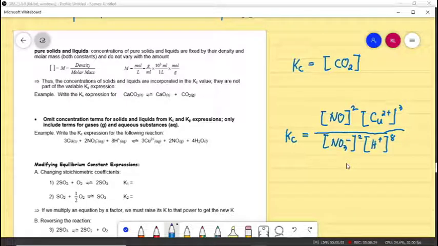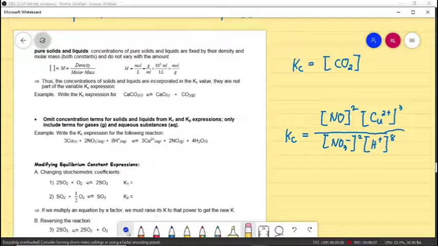So again, in writing the equilibrium expression for heterogeneous equilibria, do not include pure solids and liquids. Only include gaseous substances and aqueous substances, or substances dissolved in water.